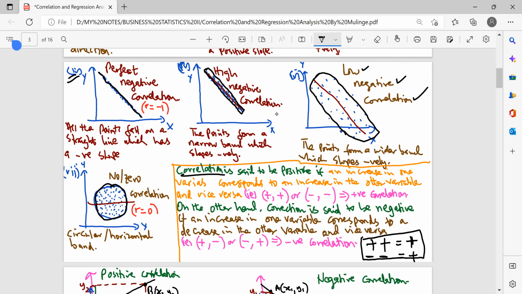On the other hand, correlation is said to be negative if an increase in one variable corresponds to a decrease in the other variable and vice versa. That is, if you increase one variable, then this is what happens to the other variable, and this amounts to minus or negative. Then we're also saying that if you decrease one variable and that corresponds to an increase in the other variable, this also results in negative correlation. So that's basically how you know whether the two variables have a positive relationship or a negative relationship.